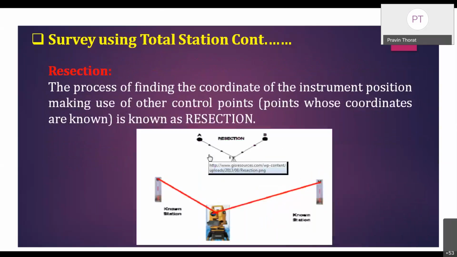Then we have to do resection by using total station. The process of finding the coordinates of the instrument position, making use of other control points, is known as resection. This method we use in plane table surveying, that is, the resection method by using plane table. This function is also done by total station.